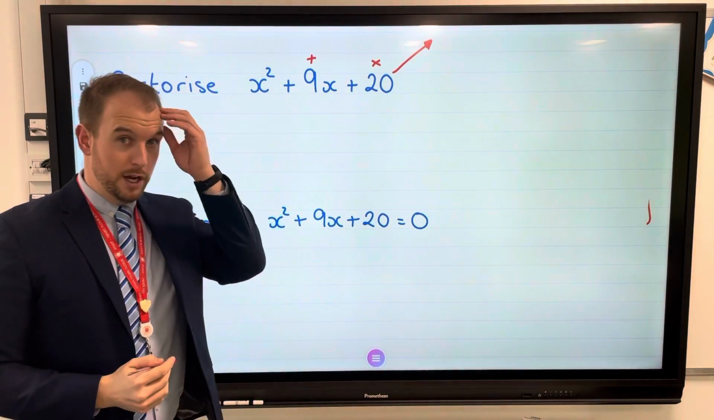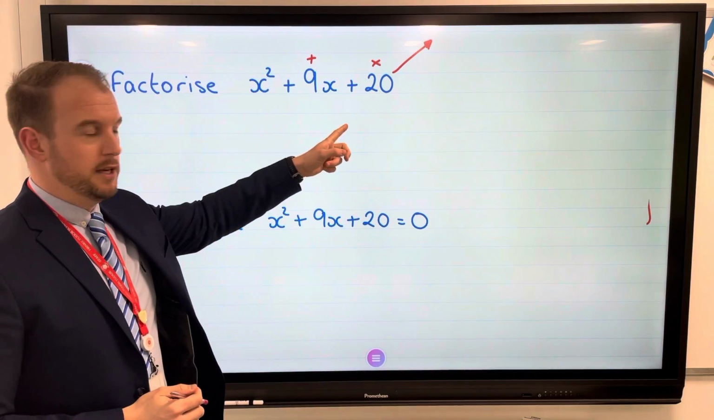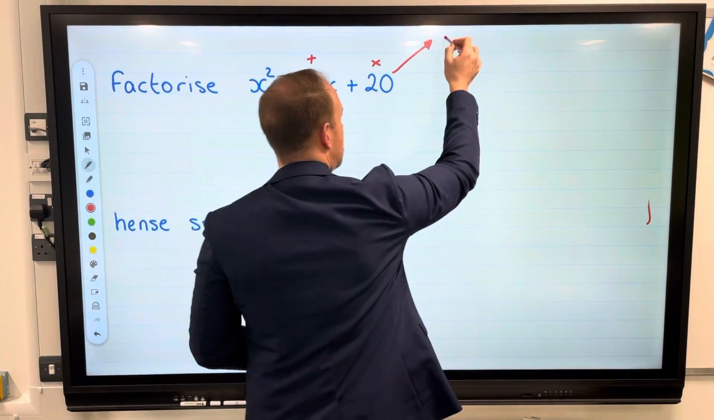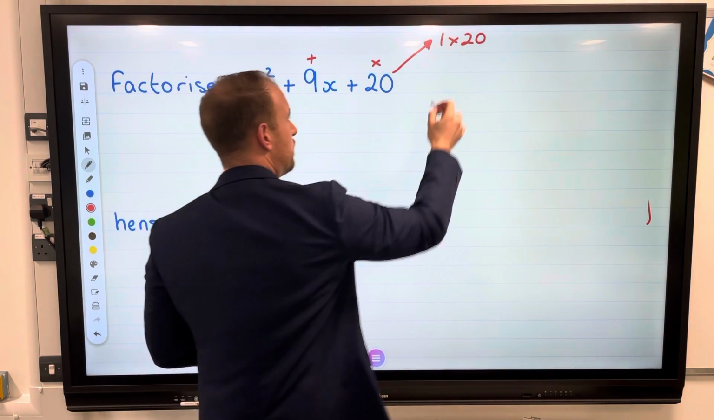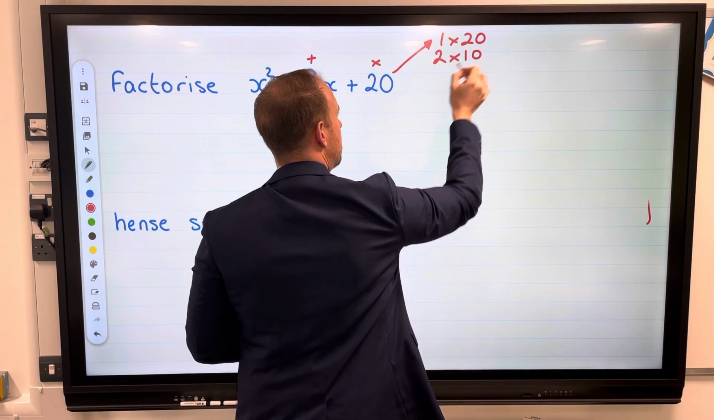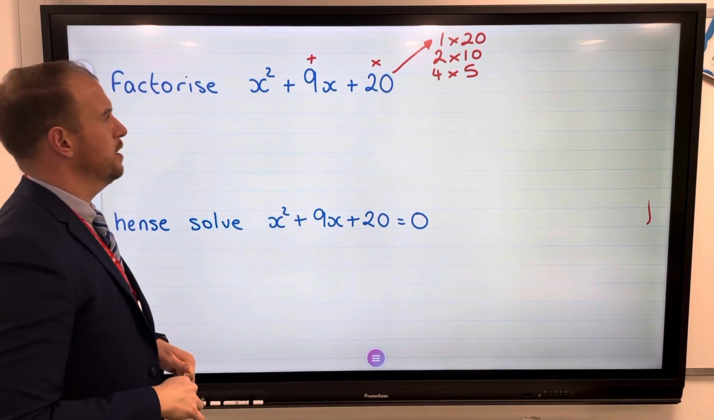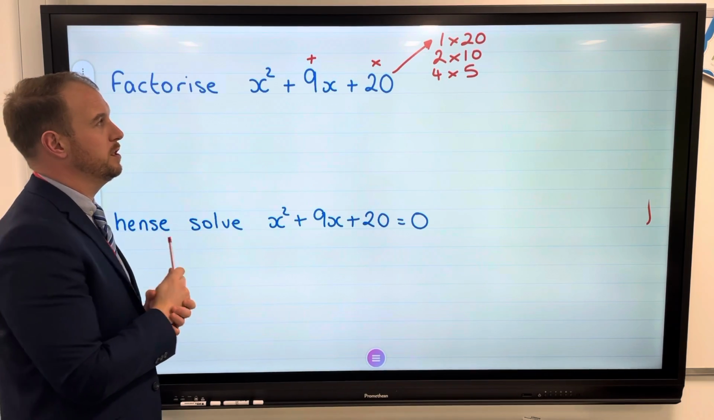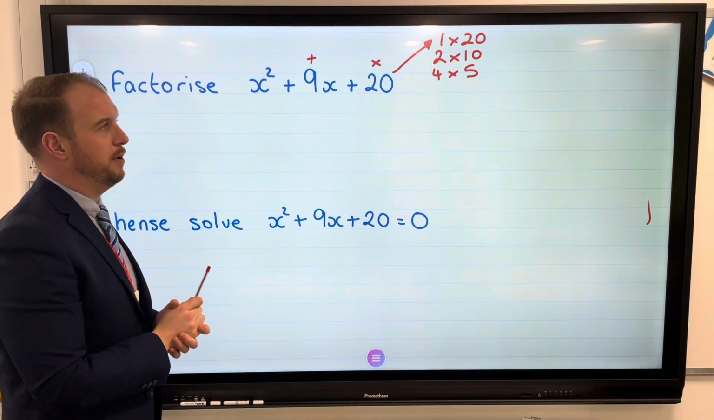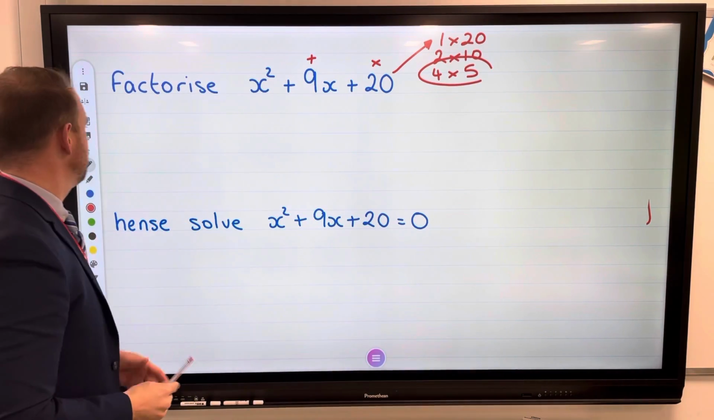Now, some of you might know that in your head already, but if you're unsure, let's do the factors of 20. When you do the factors, start with 1. 1 times 20 is 20, then I've got 2 times 10, 4 times 5. Now, looking at those factor pairs, which pair of numbers am I going to use to add together to get a positive 9? Well, that's going to be 4 and 5.